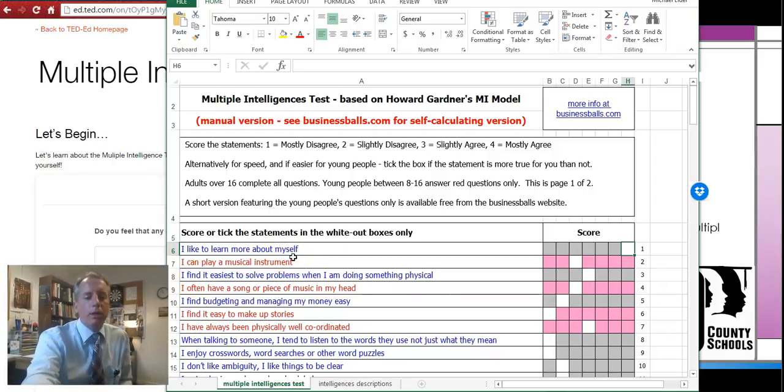You know, for me, that's a mostly agree. I like to figure out why I do things. Why do I think this way sometimes? Why do I get upset in certain situations, but in others I'm pretty carefree?